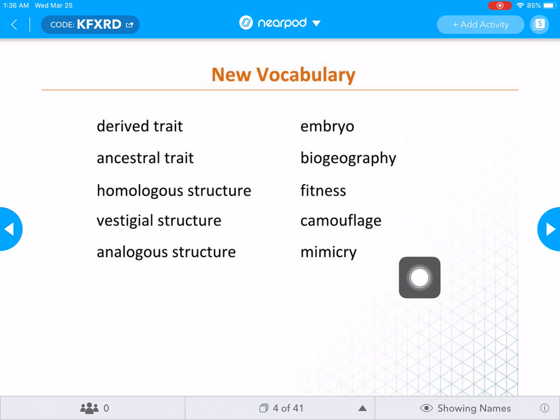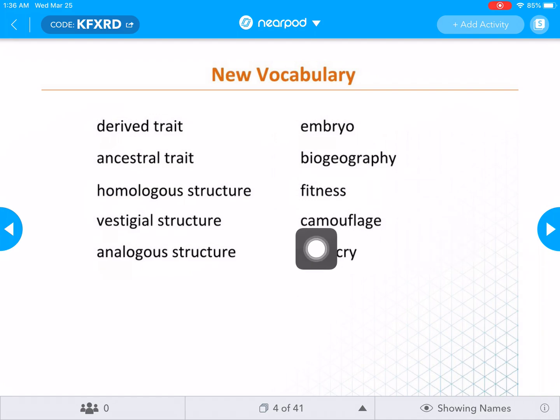Alright, so here are some new vocab words. I'm sure you've already heard some of these. So for example, you definitely know what fitness is because we just talked about it yesterday. So fitness is your ability to survive in and adapt to your environment. The more fit you are in your environment, the more likely it is that you're going to have more offspring. So future generations are going to look more like you.